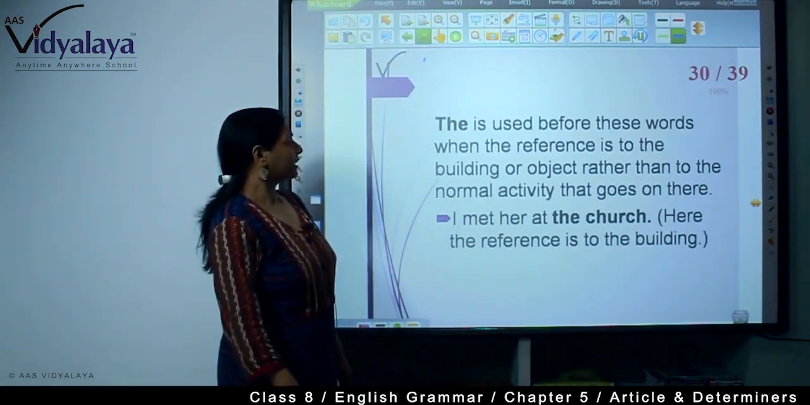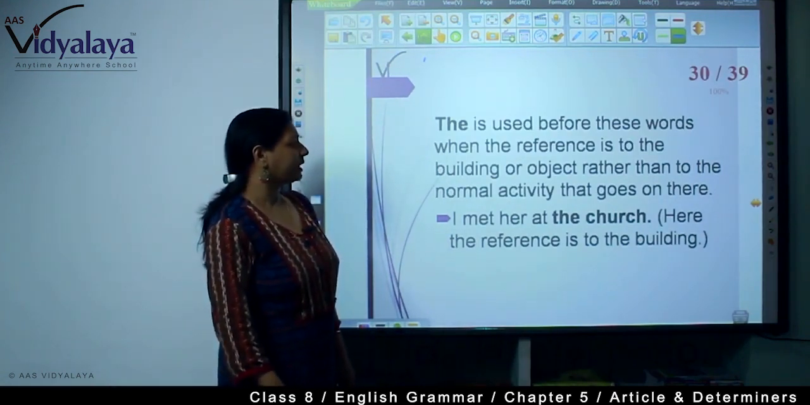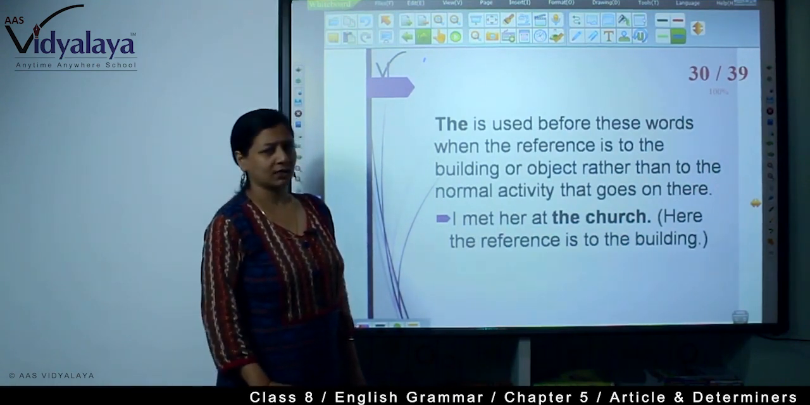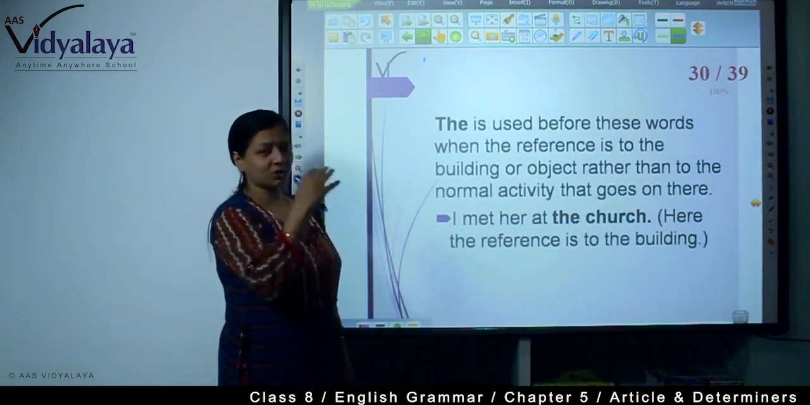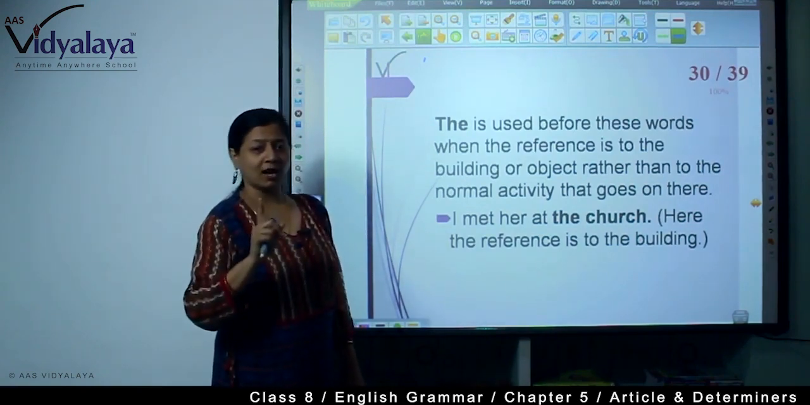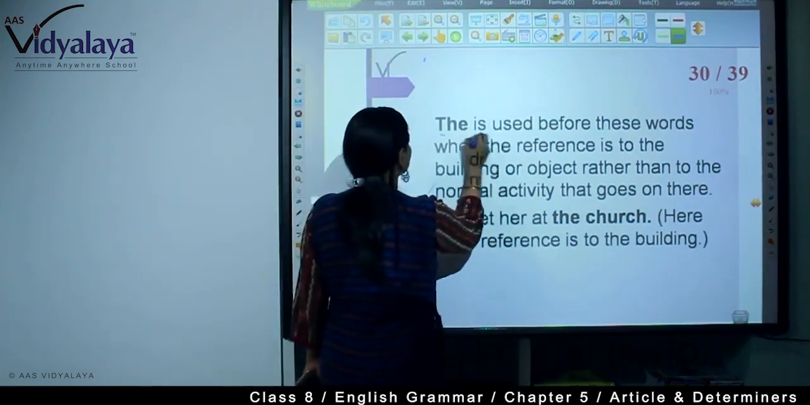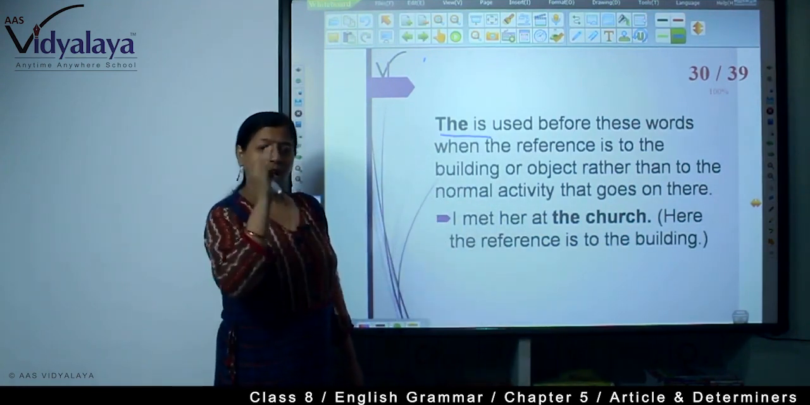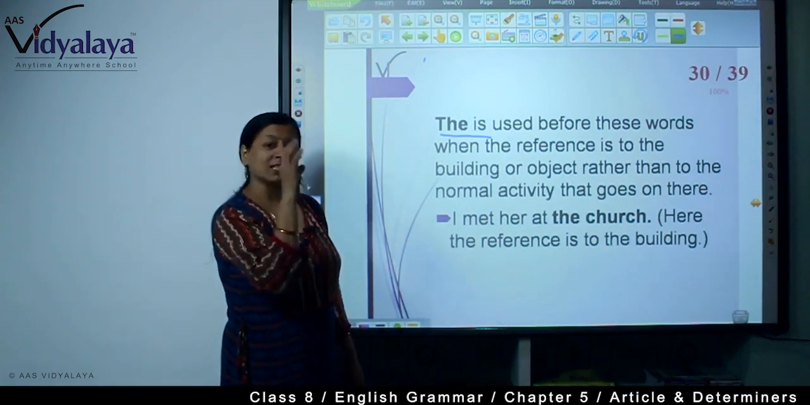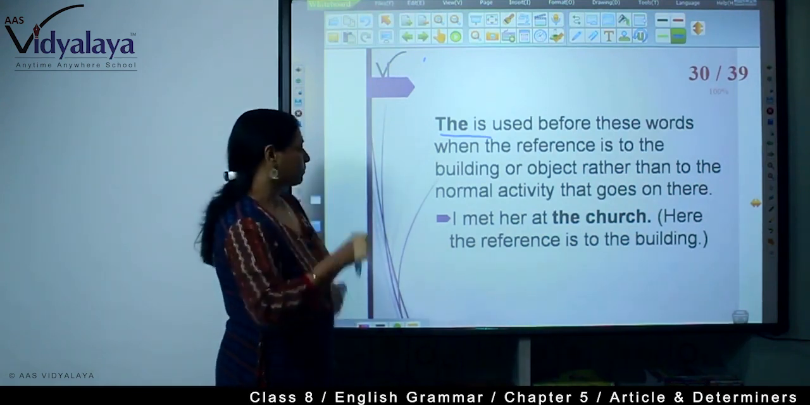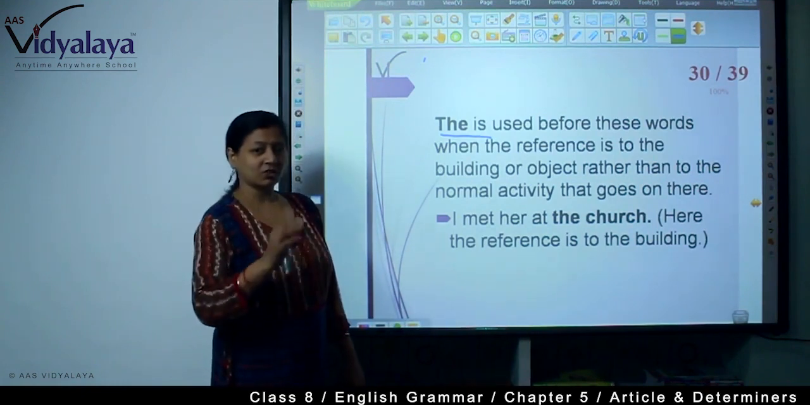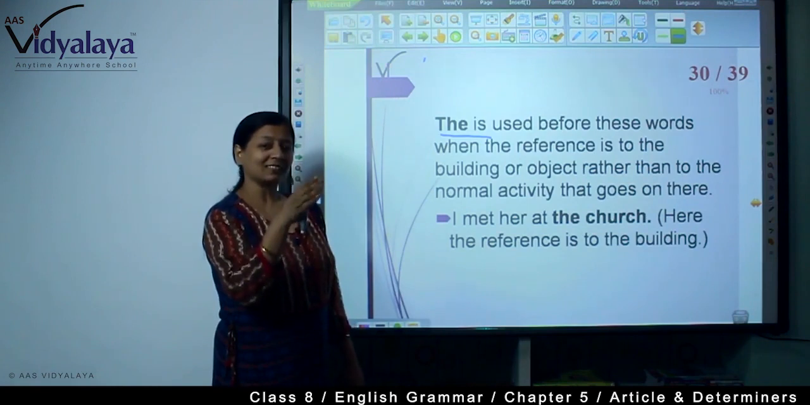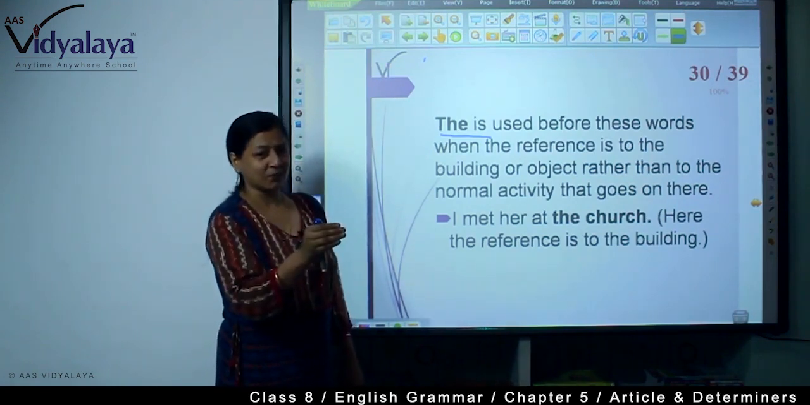The is used before these words when the reference is to the building or object rather than to the normal activity that goes on there. For example, you have seen church, school, where we don't use an article, but we use the when we are talking about the building itself. Meet me at the school means outside, near the building. I met her at the church, where activities inside the church we are not mentioning. At the church, that is a meeting place, that is the landmark.